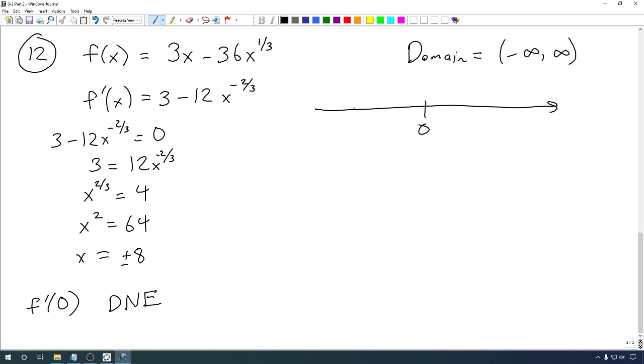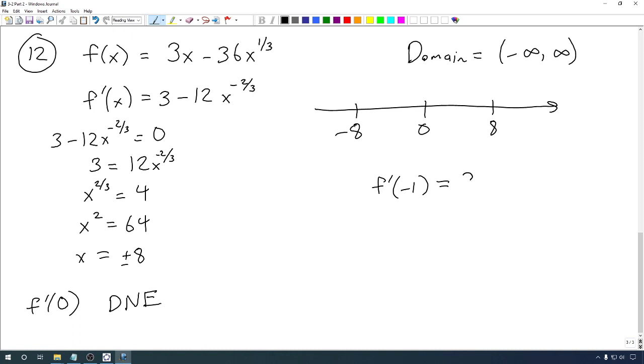So we'll put 0 here, we'll have negative 8 and 8. And we want to identify what's happening on each of these intervals. So I'm going to go ahead and just pick some numbers, plug them in. Say from negative 8 to 0, we can go ahead and pick negative 1. That's a nice enough number.